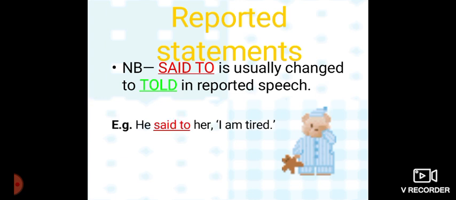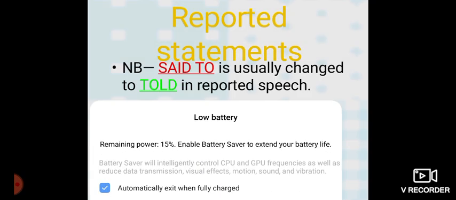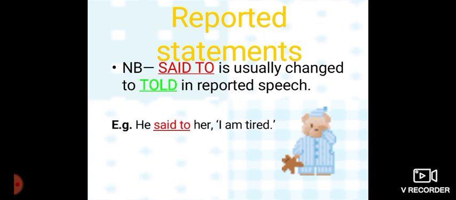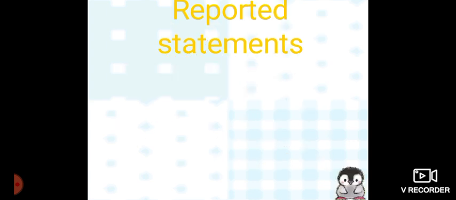Another rule is that said to usually changes. Here we want to change the reporting verb: said to is usually changed to told in reported speech. So said to always changes to told. For example, he said to her, I am tired. Here said to changes to told. So he told her, with the conjunction that added; I changes into he because the subject is he. Am is present tense, so we change am into the past form, was tired. That sentence, he said to her, I am tired, is direct; in indirect it is he told her that he was tired.